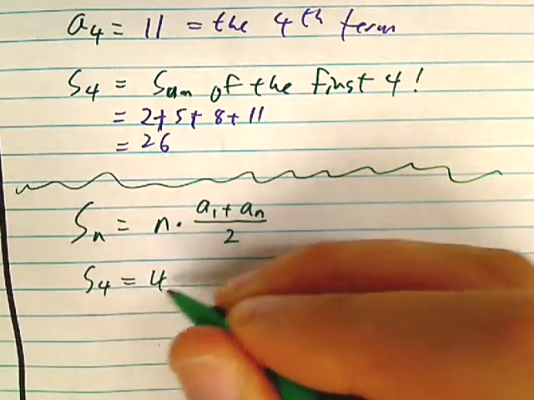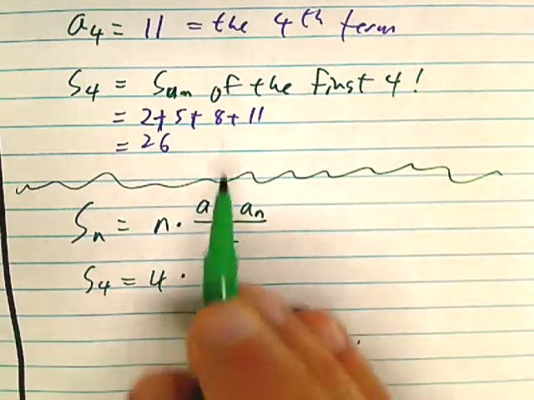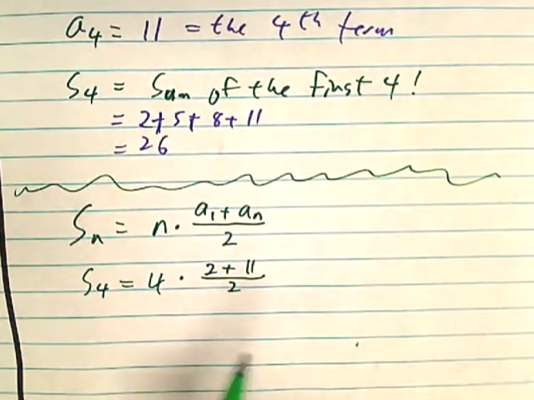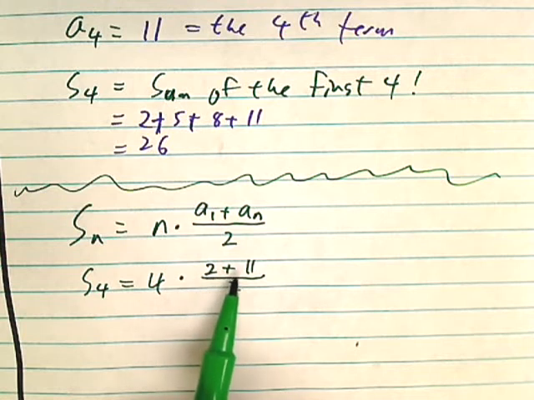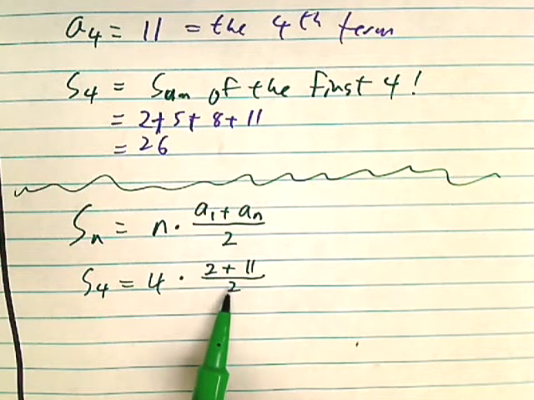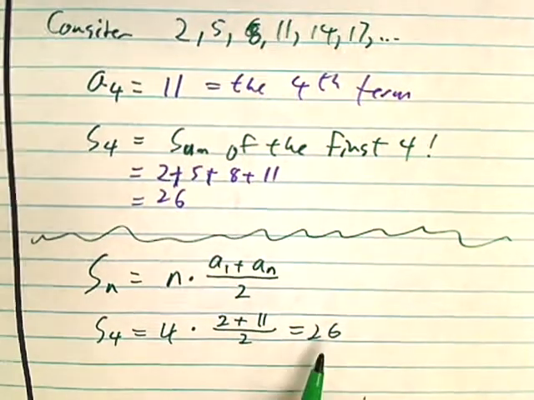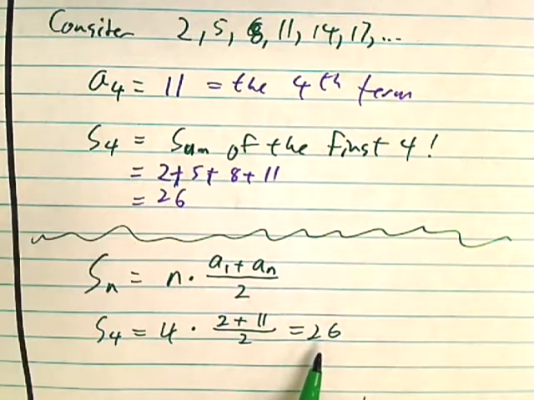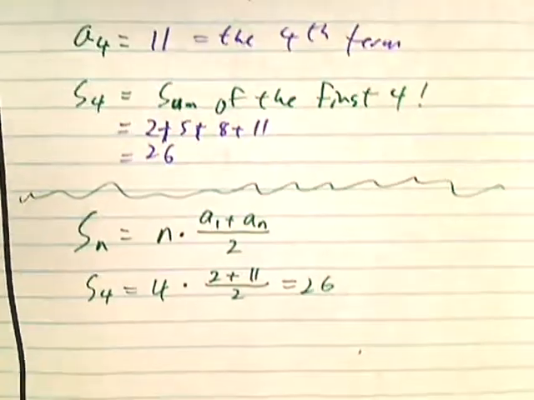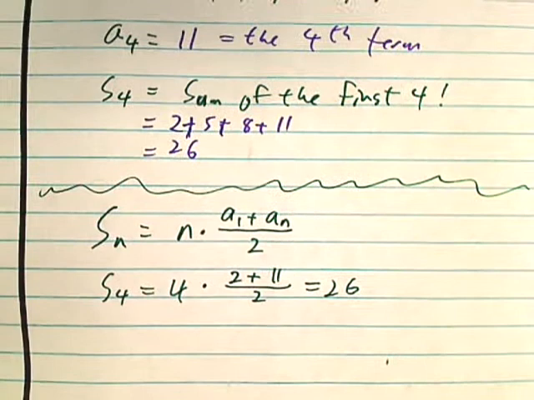Okay, well, n is 4. A sub 1, the first term, is 2. A sub n, the last term, is 11. Okay, let's do our math here. 2 plus 11 is 13, and that doesn't divide evenly, so I'm going to divide the 4 by 2 instead. 4 divided by 2 is 2, times 13 gives me 26. And it's no coincidence that I got the same answer here and here. The sum of the first 4 terms is 26. Now this formula is kind of silly when you just have 4 terms, but if you had 1,000 terms, it would be much easier because you only need to know the first and the last terms. Beautiful.